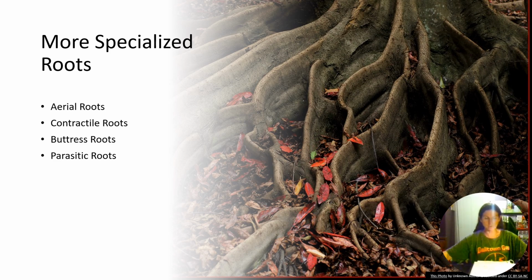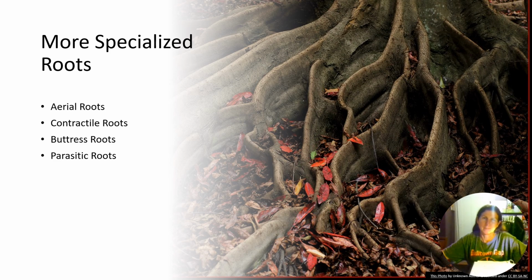The contractile roots, they actually pull the plants deeper into the soil. So think of things like lilies and dandelions. Dandelions are definitely one that you can tell they just look sunk in the ground. Buttress roots, which there's a picture of on this slide right here, they are more angular appearing roots that are above ground. So these plants typically grow in places that have very shallow soil.